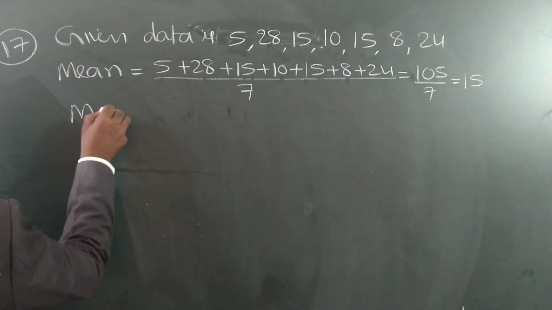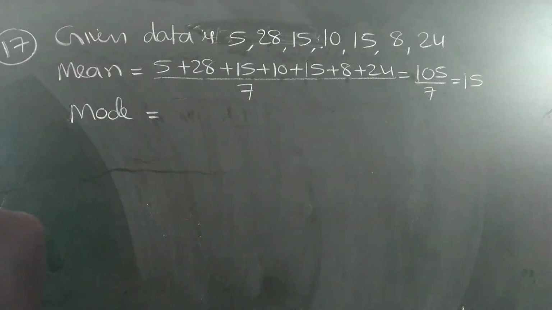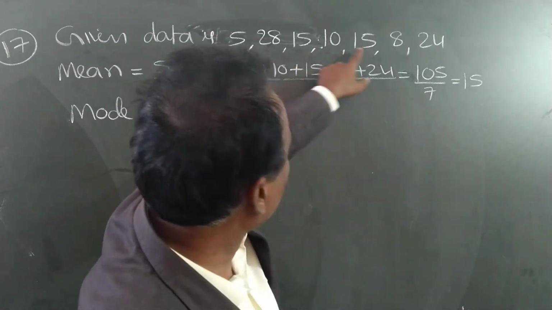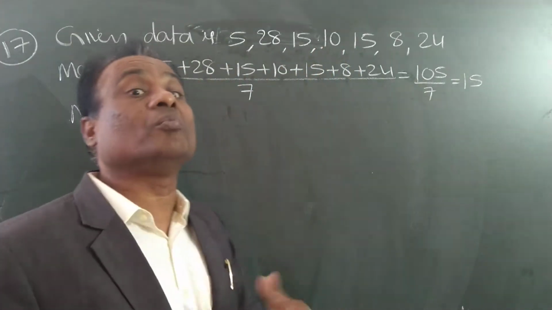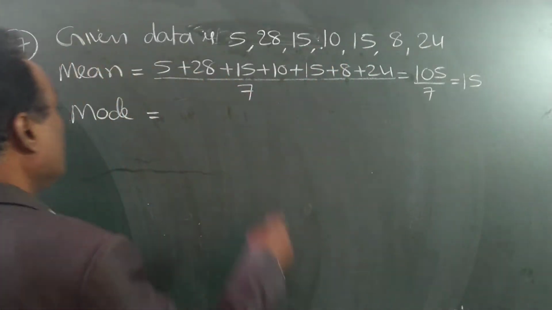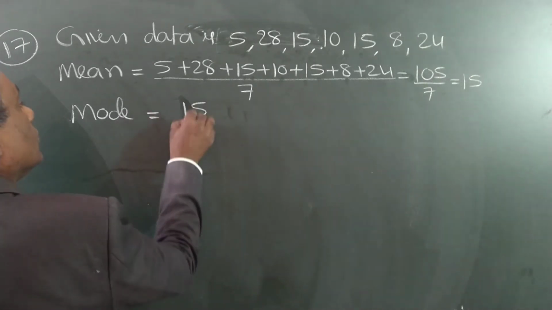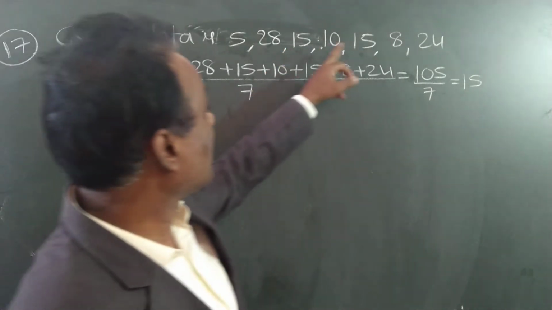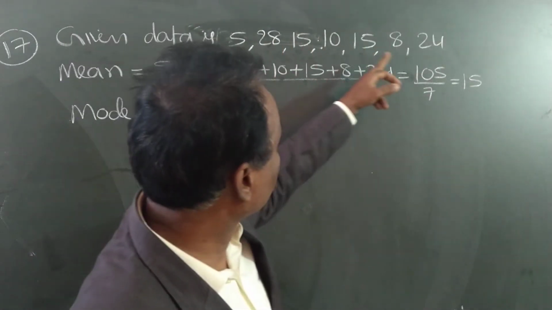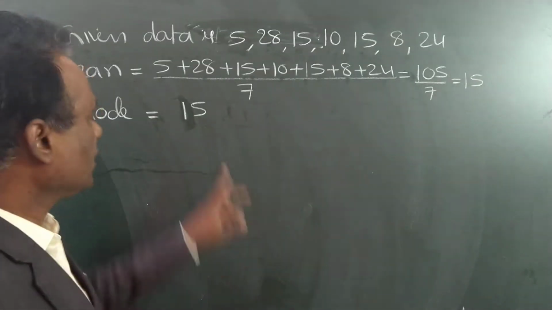What is the mode? Mode is the number which occurs more times. Which number is occurring more times? 15 is occurring more times than the remaining. So mode is equal to 15. This is the data.